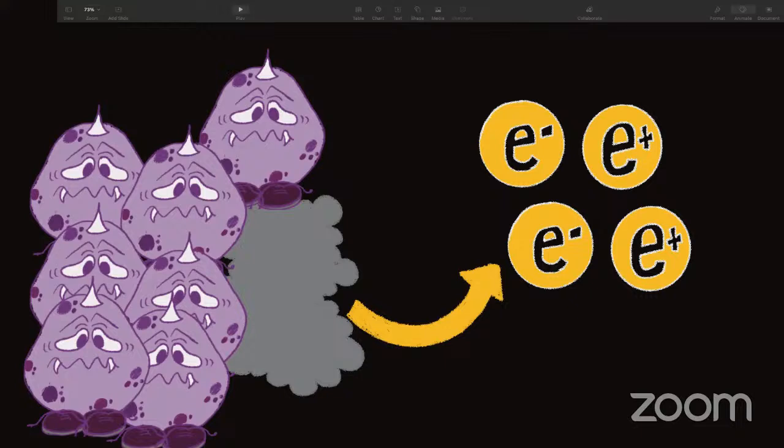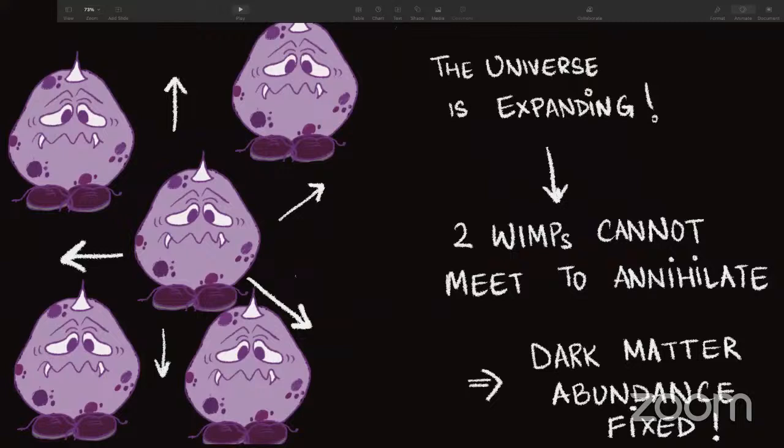Now, if nothing else was happening, but this is all you had, a plasma where particles can interact and annihilate, all of your dark matter would just completely be annihilated away into electrons and positrons, and you would end up with nothing. But we do end up with some dark matter, right? And that's the neat part, because there's a key ingredient that's missing on these slides, and it's the fact that the universe is actually expanding.